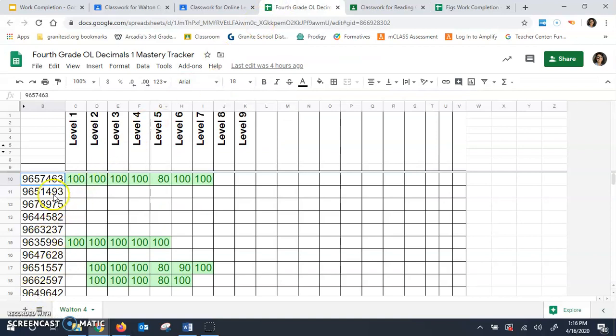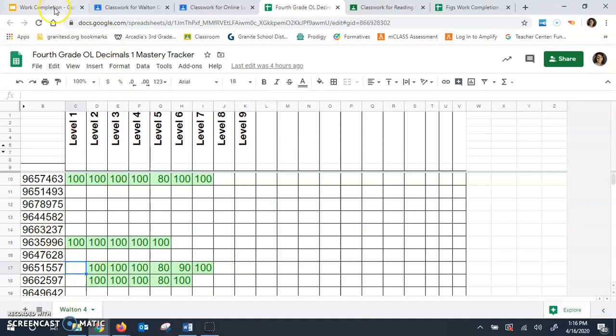Right here on the left you'll find your student's 9 number, and at the top you'll see the different levels or the different worksheets that we've pushed out to the students. Let's take a look at this student right here. This student has a score for levels 2 through 7, but doesn't have a score for level 1. That doesn't mean they didn't do it, it just means that they didn't pass it and they need to try again. They also will need to start working on levels 8 and 9, which we just pushed out.